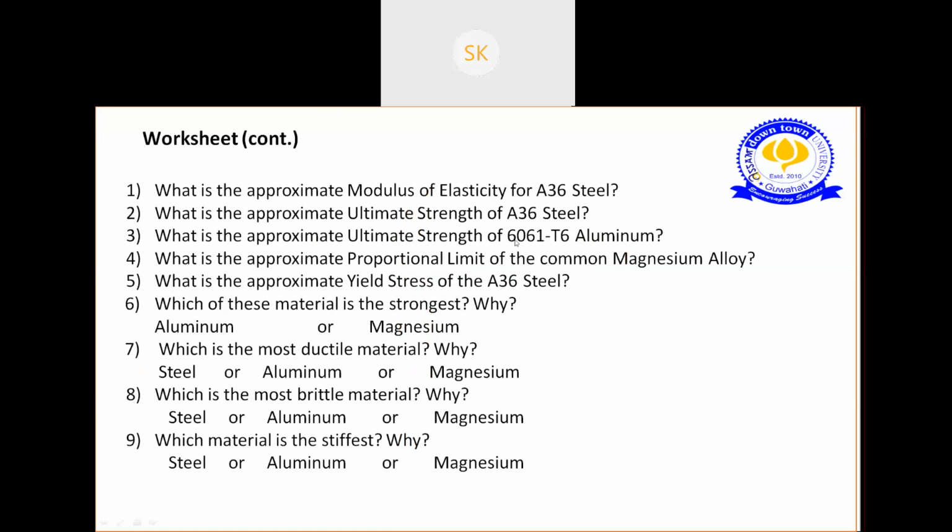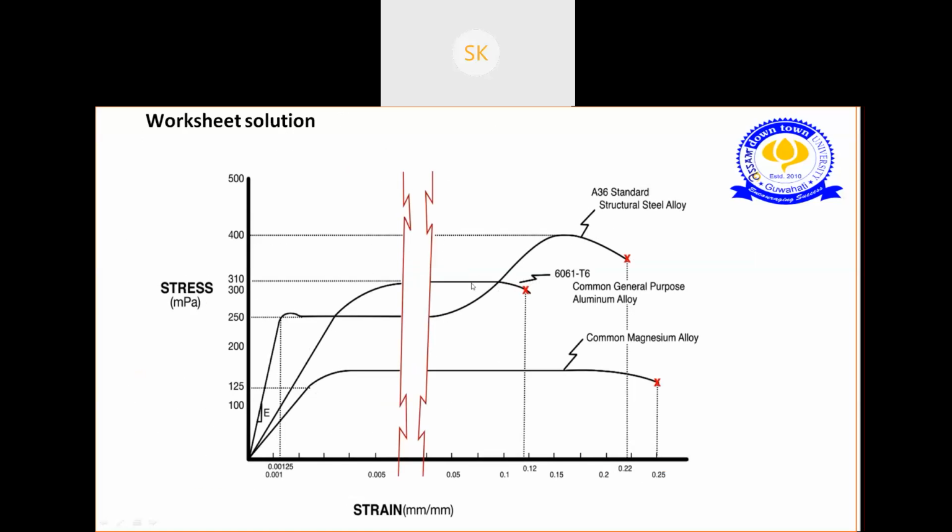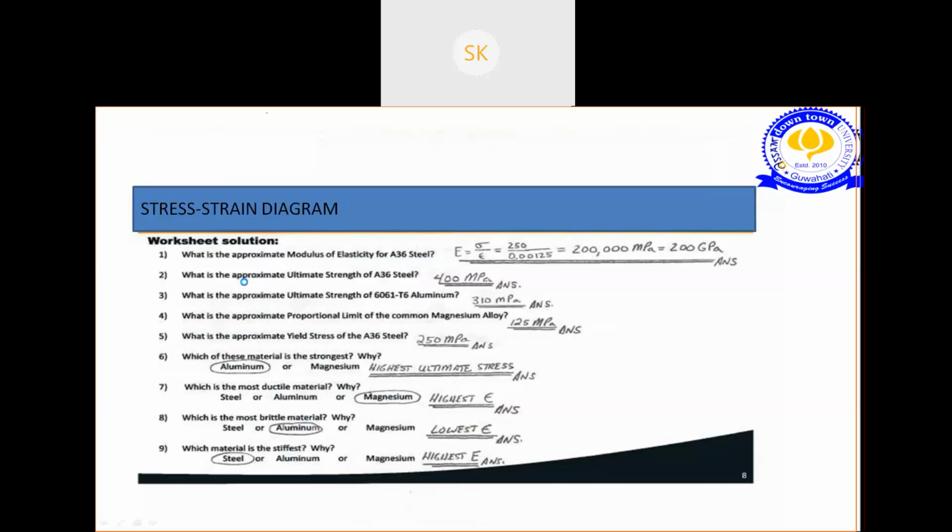Next question, the ultimate stress of 6061 T6 aluminium. You have been asked to find out the ultimate strength of aluminium. So this one was the curve of aluminium. What was its ultimate strength? If you mark this point, this is 310. 310 MPa will be your ultimate strength of this aluminium. Okay, so this is the answer.